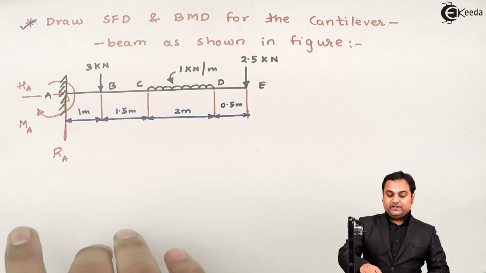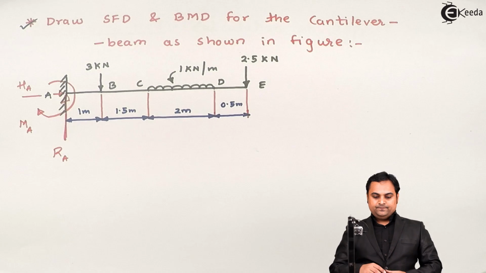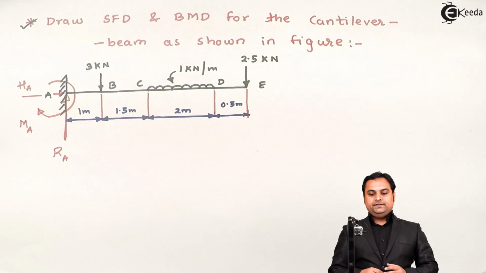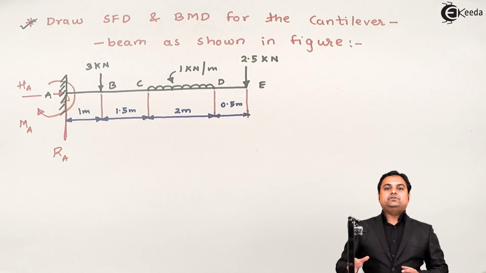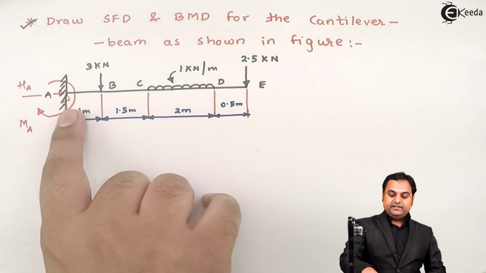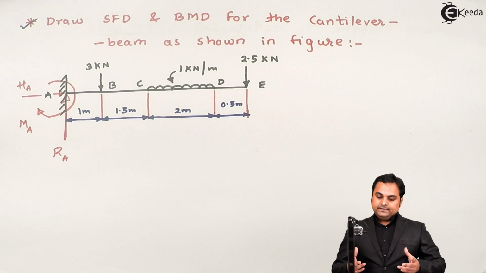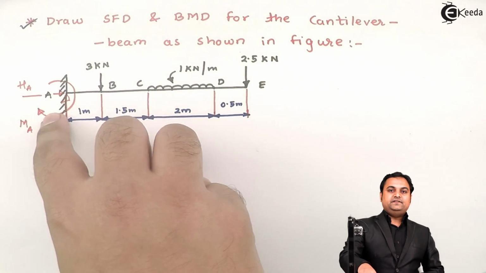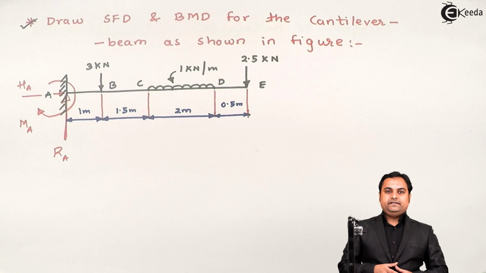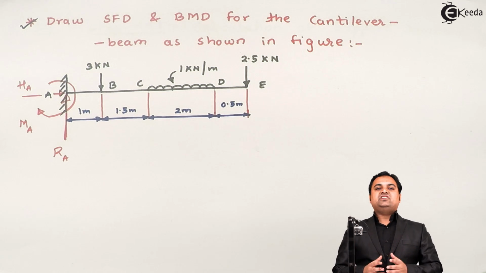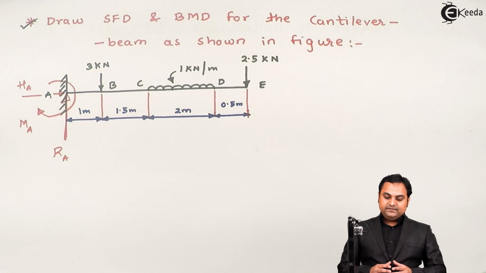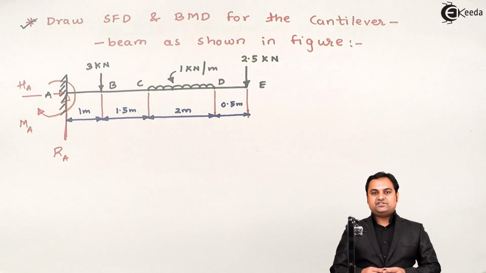Now, the meaning of these reactions is, because of the horizontal reaction, this beam cannot move in horizontal direction. Because of the vertical reaction, the beam cannot move in the vertical direction. Next, because of the moment present here, this beam cannot rotate. So whenever we have a fixed end in a beam, at that point we have three kinds of reactions.